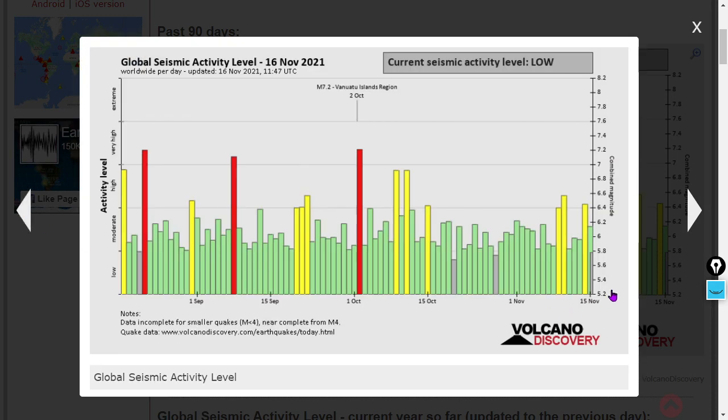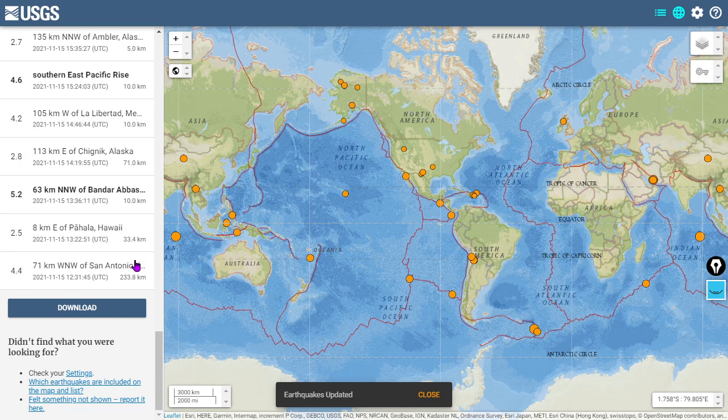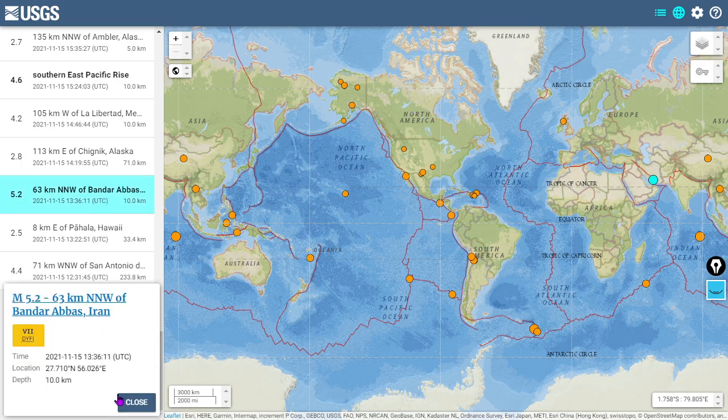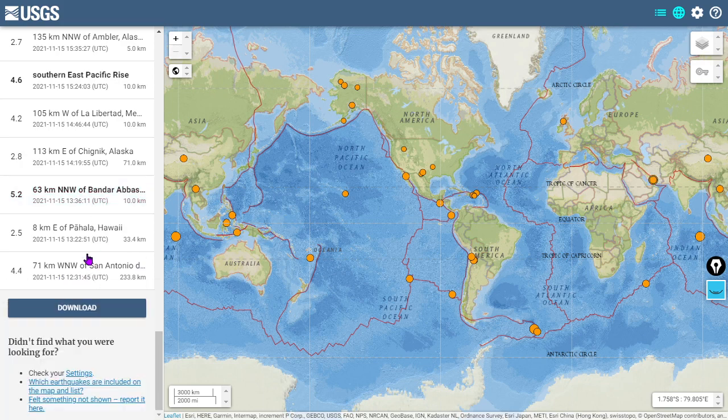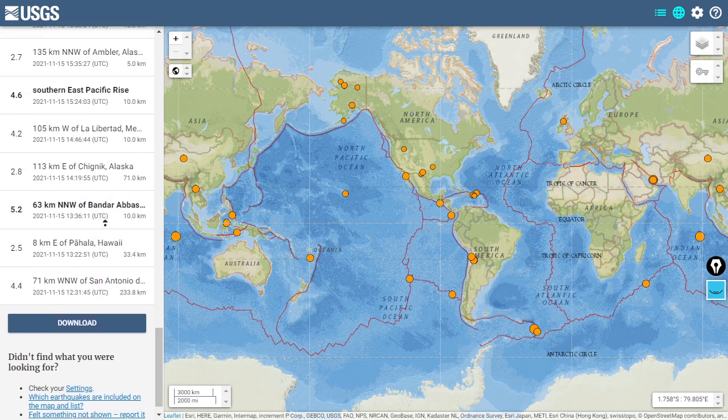And here's the past 90 days. You can see we are currently in an earthquake drought. A little bit of an uptick here. No big quakes over the past 24 hours. Let's scroll up the list. There was a 5.2 in Iran, perhaps an aftershock of that, I think, 6.3 magnitude quake that struck the Islamic Republic.